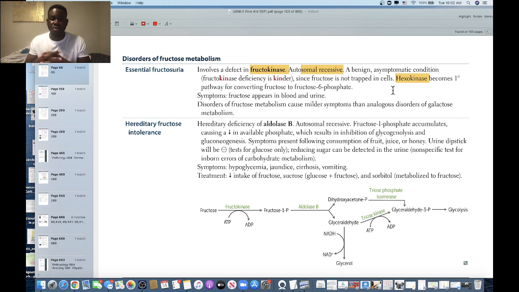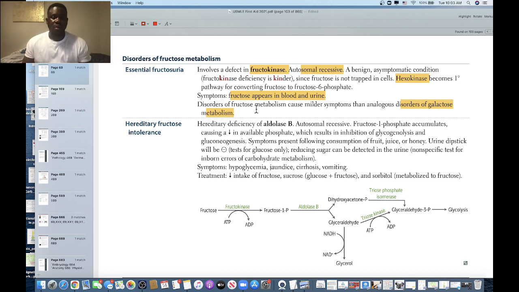So the symptoms are that fructose appears in the blood and the urine. So there'll be increased fructose in blood and urine. They'll give you the question and say there is increased fructose in the person's urine, or they'll tell you there's a reducing substance in the person's urine. It's the same thing. Essential fructosuria causes milder symptoms, so that's why they say it's kinder than the analogous disorder, galactokinase deficiency. Galactokinase deficiency is not kind like fructokinase deficiency.